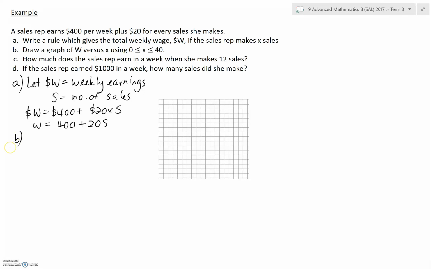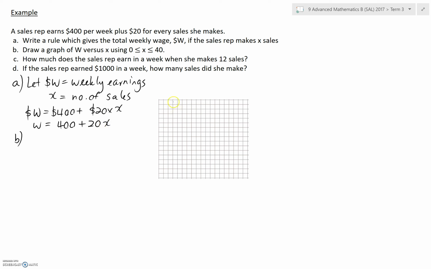Now, B, draw a graph of W versus X. So X, in this case, we've labeled S, but we could call it X as well. X equals the number of sales. In fact, let's go back and do that and make X our number of sales to make it really clear.